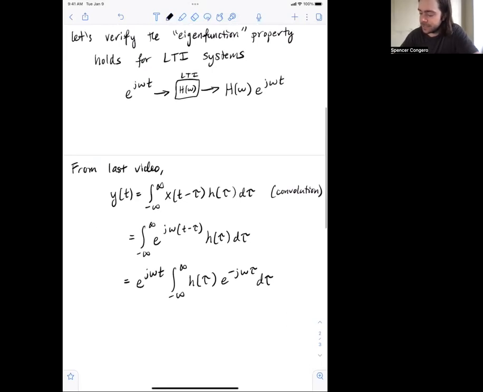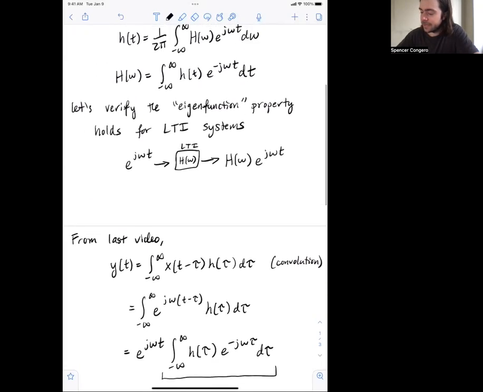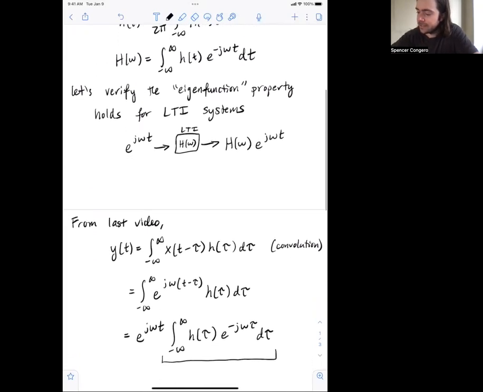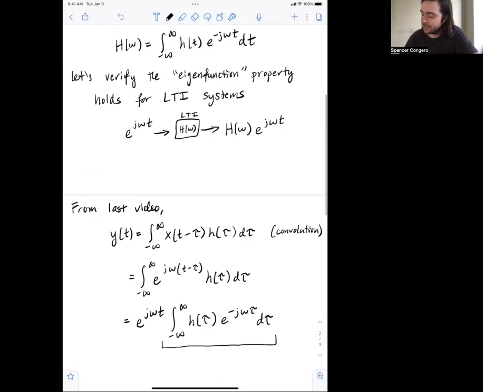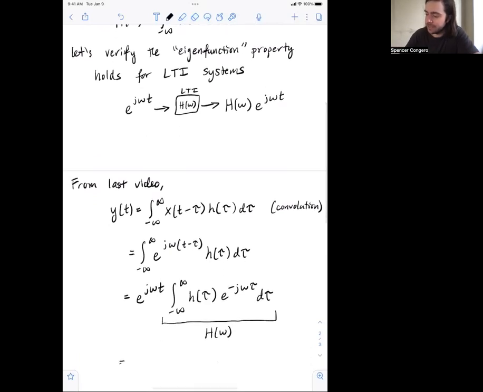But wait a second, have we seen this before? When I scroll up, maybe I can get them both on the same page. Yeah. Look at this integral and this integral. They're the exact same. I just have a different integration variable, but that doesn't matter. So this down here is exactly the frequency response. It's the Fourier transform of our impulse response. And so there you go. We have now verified that the eigenfunction property holds for LTI systems.